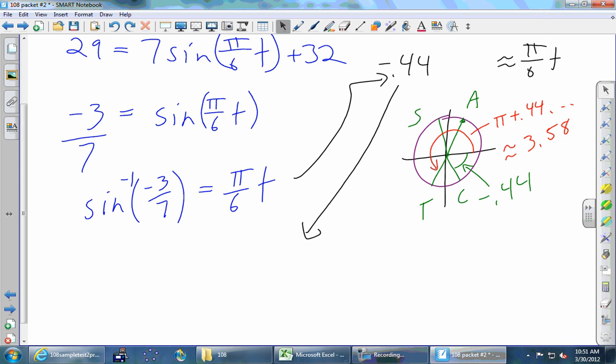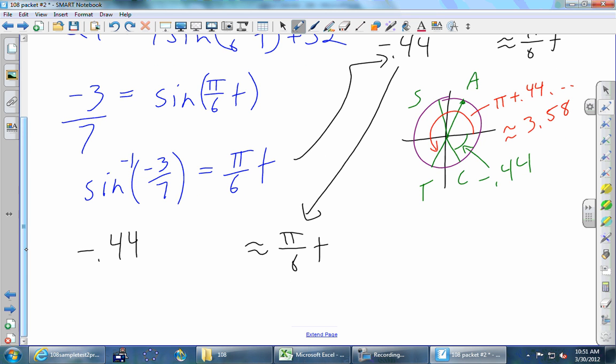Okay, I'm going to copy my first fundamental equation. That was the minus 0.44 one. And then the new fundamental equation, the other one, is what? 3.58. We found out that's the other angle that gives you the same sine value. So I've got my two basic angles.